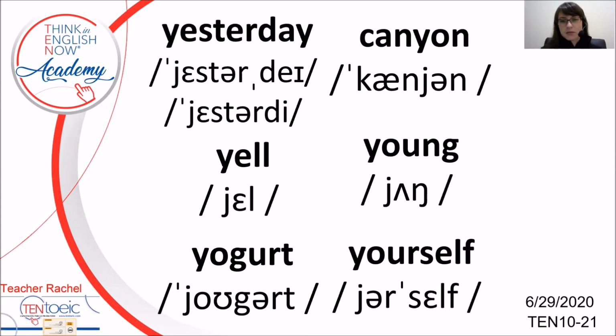Canyon. This is when you have two mountains, really steep mountains, and in the middle is the canyon. So mountains, and then in the middle is the canyon. The Grand Canyon, that's in the United States. Many people like to see that.